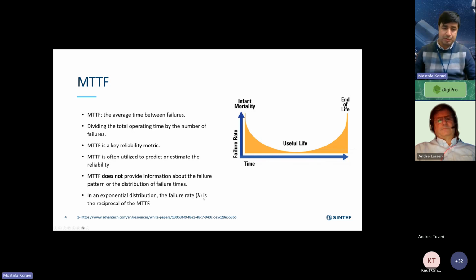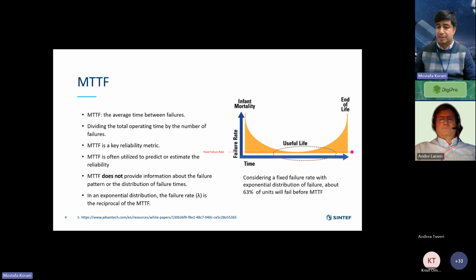If we consider an exponential distribution for the failure and a fixed failure rate lambda, we are in this part of the graph, and with a fixed failure rate, we see that more than 63% of units will fail before reaching MTTF, and about 40% of them can continue even after MTTF. So MTTF, while good for comparing two different devices, is not a good metric to predict how one exact instance of equipment will work for a while. It can fail quite early, but it's still a good metric for vendors to use to make scheduled maintenance, which we talk about later.